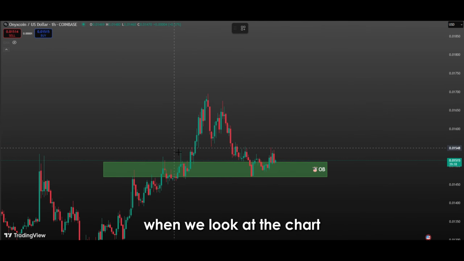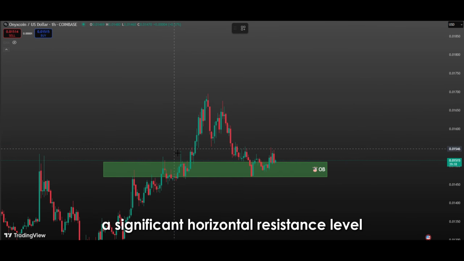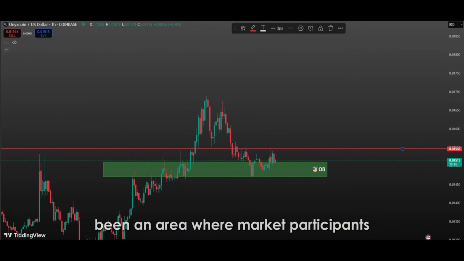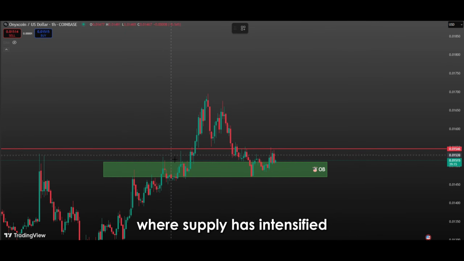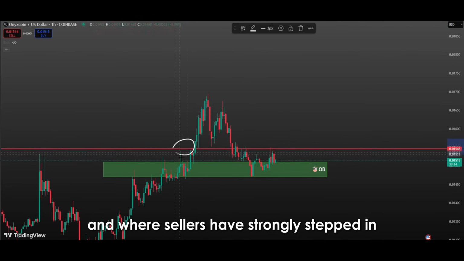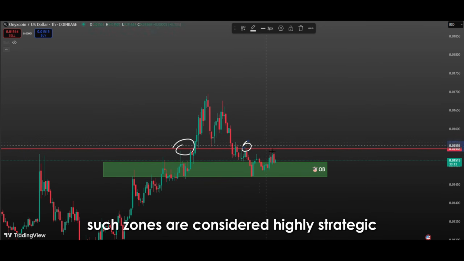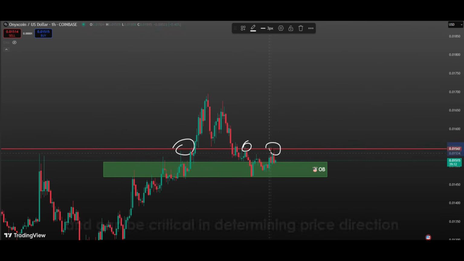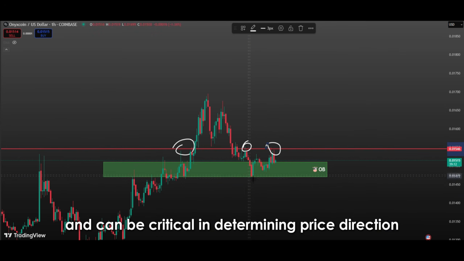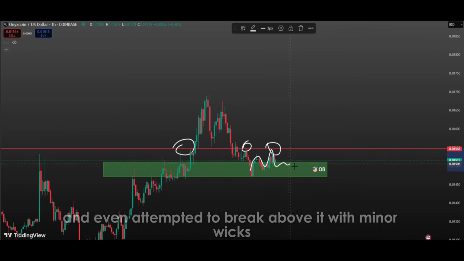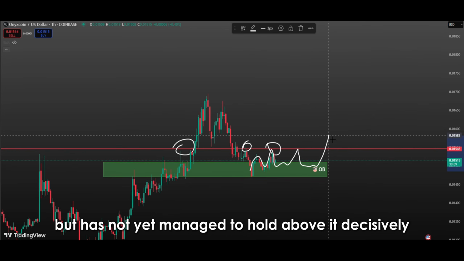When we look at the chart, a significant horizontal resistance level that has been tested for a long time stands out. This level has historically been an area where market participants have frequently taken short positions, where supply has intensified, and where sellers have strongly stepped in. In technical analysis, such zones are considered highly strategic, as they are closely monitored by investors and can be critical in determining price direction. So far, the price has approached this resistance level several times and even attempted to break above it with minor wicks, but has not yet managed to hold above it decisively.